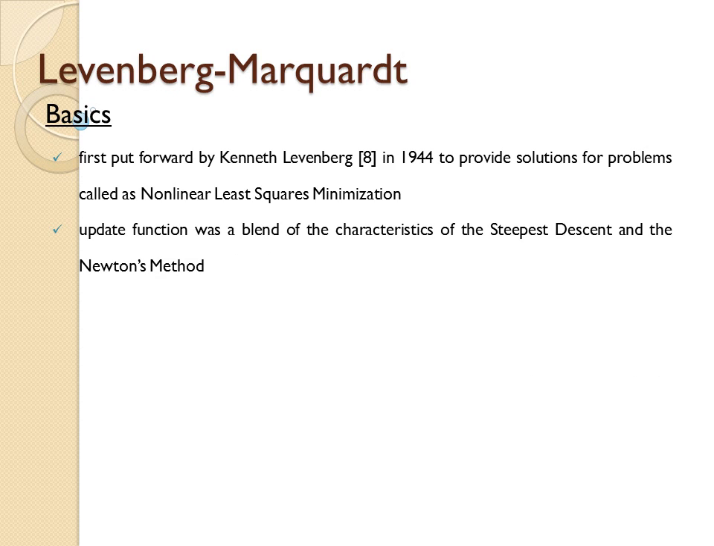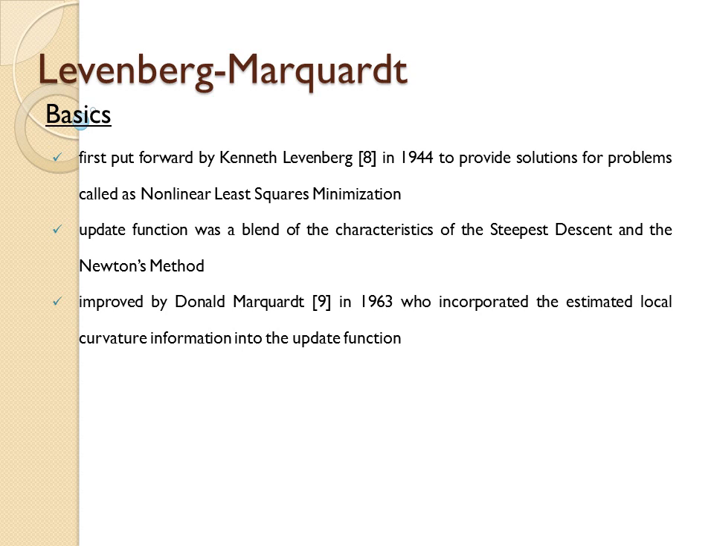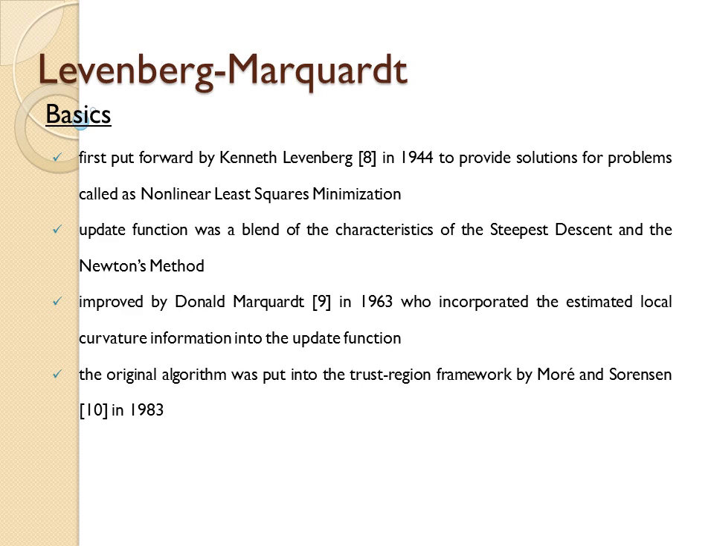Now, the Levenberg-Marquardt method was first put forward by Kenneth Levenberg in 1944 to provide solutions for problems called nonlinear least squares minimization. The update function was a blend of the characteristics of the steepest descent and Newton's method. It was improved later by Donald Marquardt in 1963, who incorporated the estimated local curvature information into the update function.